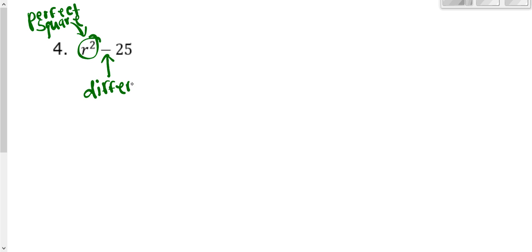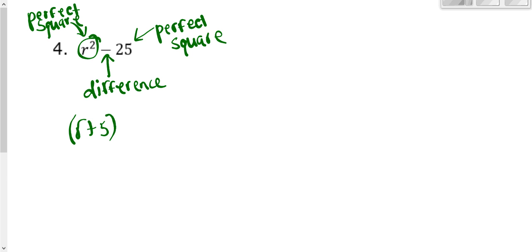Okay, number 4, looking at what needs to be factored here, I can see that I have a perfect square. I have subtraction, so I have a difference. And I have another perfect square. So I actually have the difference of two squares here. So I can write my factors as r plus 5 times r minus 5.